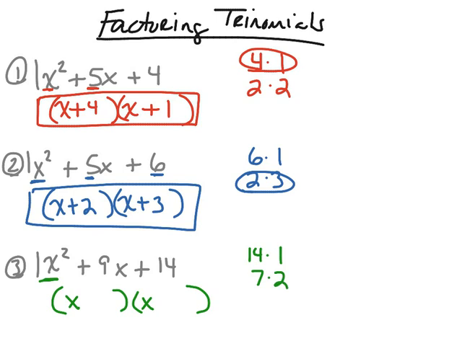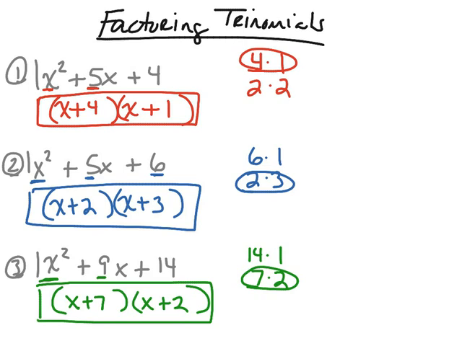What I want to know are, what are the two numbers that add up to our 9, our middle term? In this case, that would be the 7 and 2. 7 plus 2 add up to 9. Therefore, those are the two numbers I'm using in my parentheses, the positive 7 and the positive 2. These are my factors of x squared plus 9x plus 14.